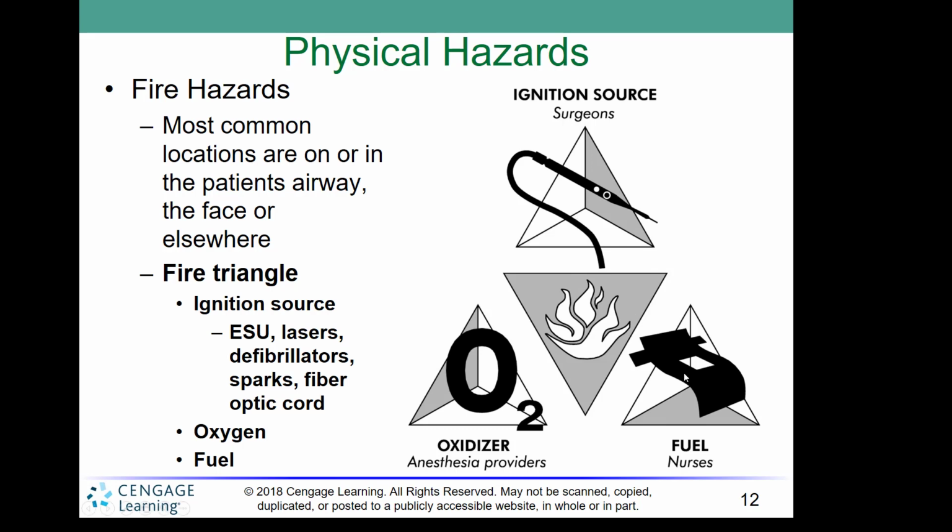You also need a fuel. All of our drapes are extremely flammable. That's a fuel that can keep a fire going. And an oxidizer would be our anesthesia gases. We have a constant flow of oxygen coming in. This is why any procedure that's done on a patient's face or airway has a higher fire risk, and it should be acknowledged to be extremely careful with your ignition sources, because devastating fires can occur within the airway.